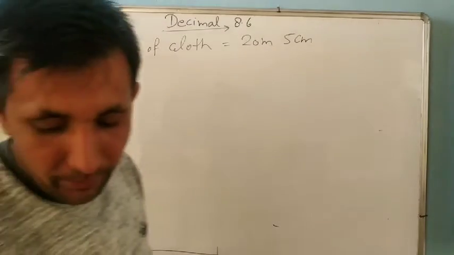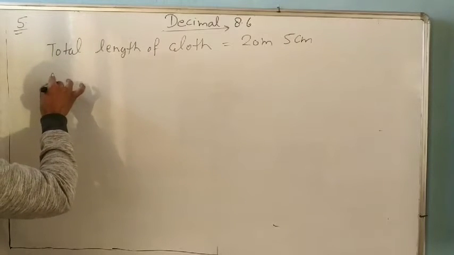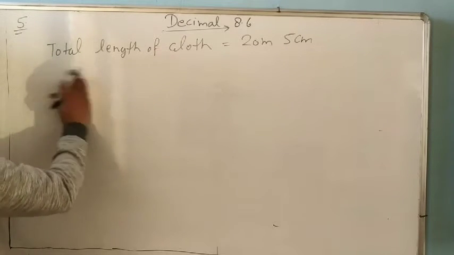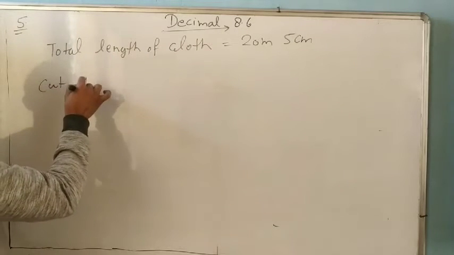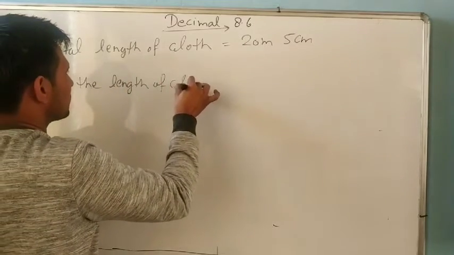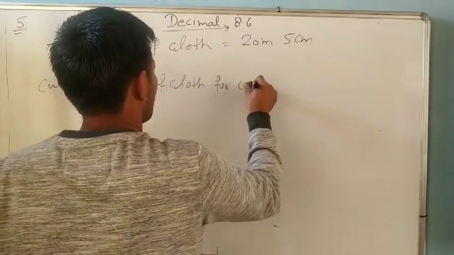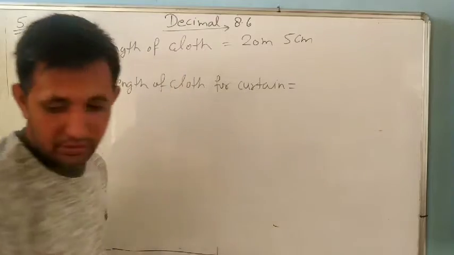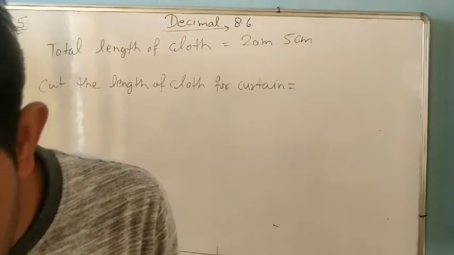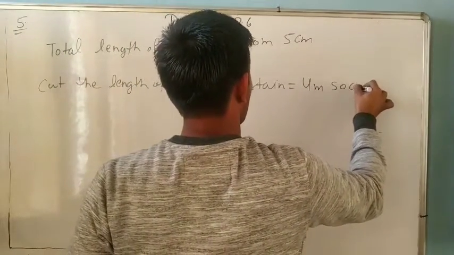Next, she cut 4 meter 50 centimeter length of cloth for making a curtain. So write the cut length of cloth for curtain. How much? It was cut how much? For the curtain how much cut? 4 meter 50 centimeter. So how much cloth is left with her?